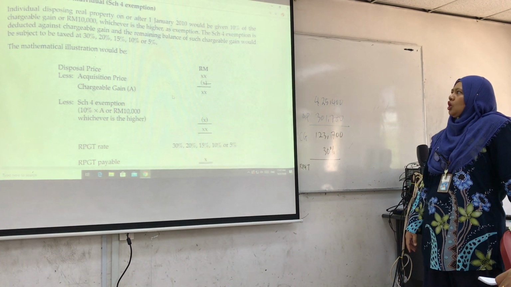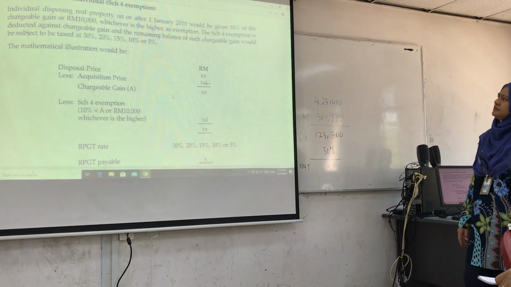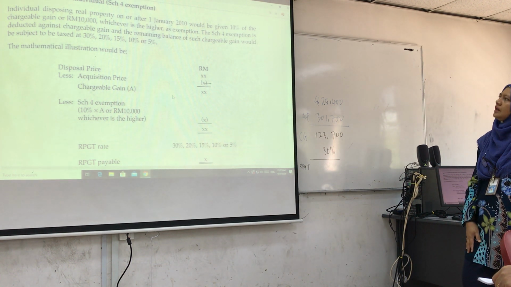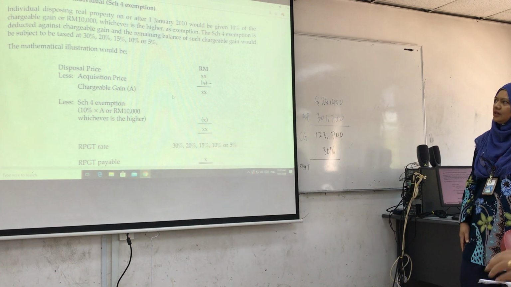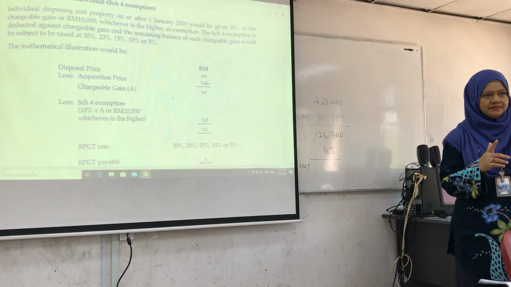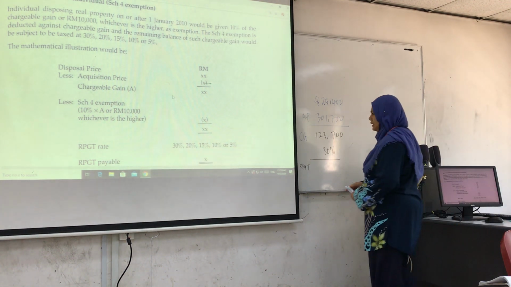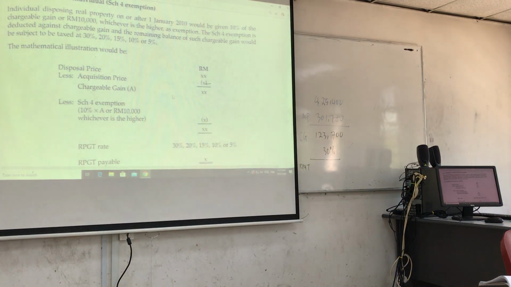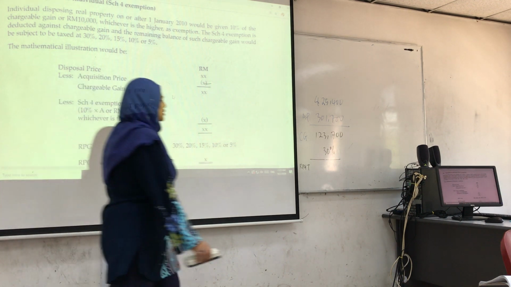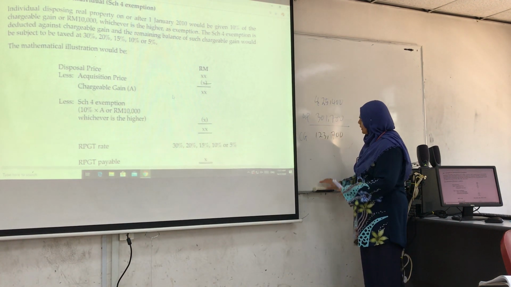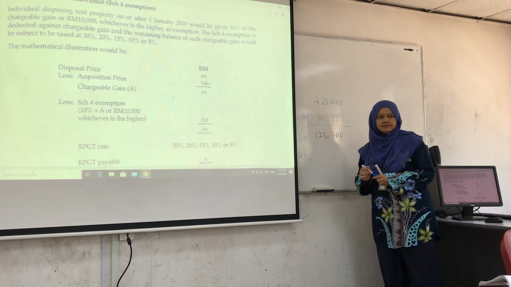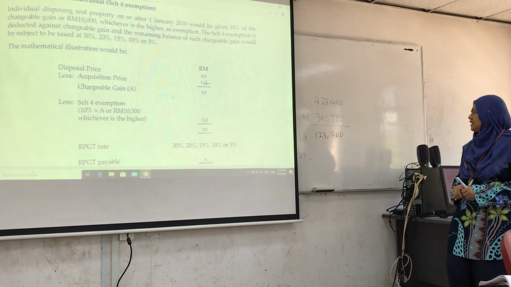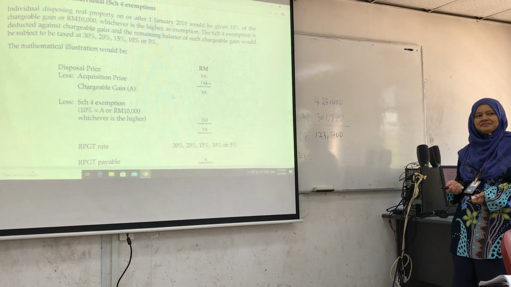For an individual disposing real property on or after 1st January 2010, take note, you are given 10% of the chargeable gain or 10,000 ringgit, whichever is higher. So the exemption given here is 10% or 10,000 ringgit, whichever is higher. How much is the exemption for Yuan Fat? Is it 12,370 or 10,000?